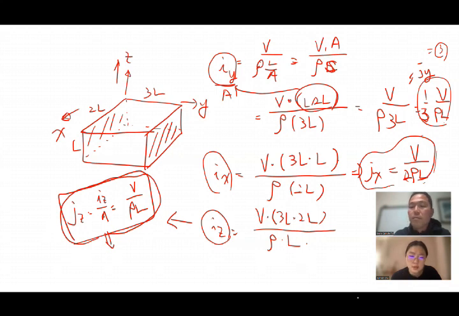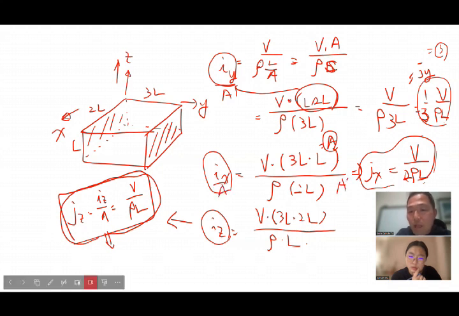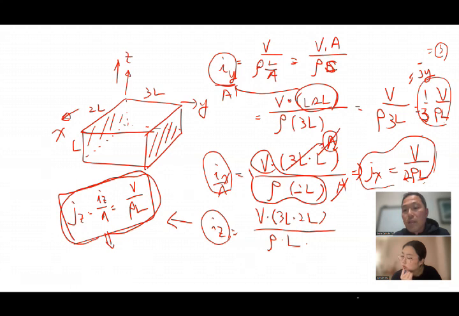Wait, where did the 3 in the numerator go for the x? Which one? 3L times L? That's area A. So in order to actually calculate the current density, you have to divide by A on both sides. A just cancels out, then you only leave V over rho 2L for the current density. So do you want me to rewrite it? Do you understand? Does it make sense, or do you want me to rewrite it? No, I think it makes sense.